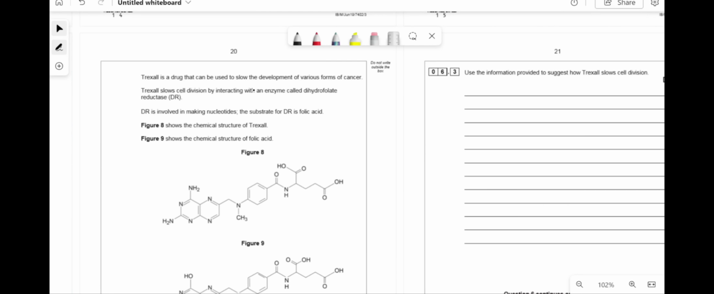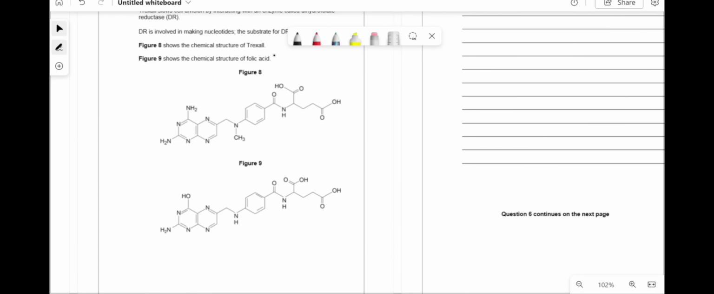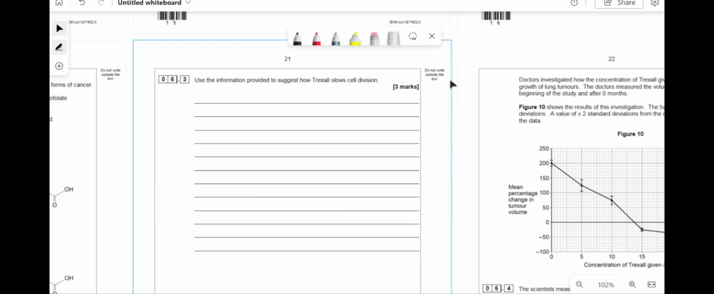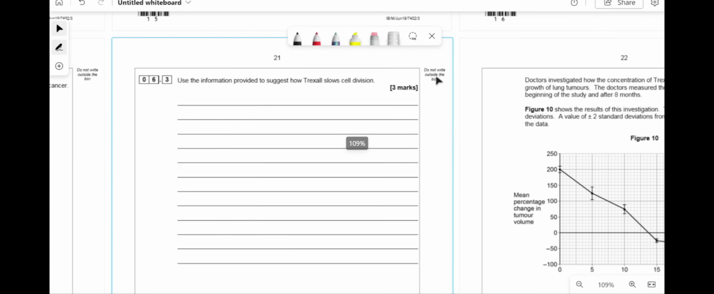Trexol is a drug that can be used to slow the development of various forms of cancer, also known as methotrexate. It's used in a lot of inflammatory diseases as well. Anyway, Trexol slows cell division by interacting with an enzyme called dihydrofolate reductase, DR. DR is involved in making nucleotides, and the substrate for DR is folic acid. So figure 8 shows the structure of Trexol, figure 9 shows the structure of folic acid. So now it says, use the information to suggest how it slows cell division.